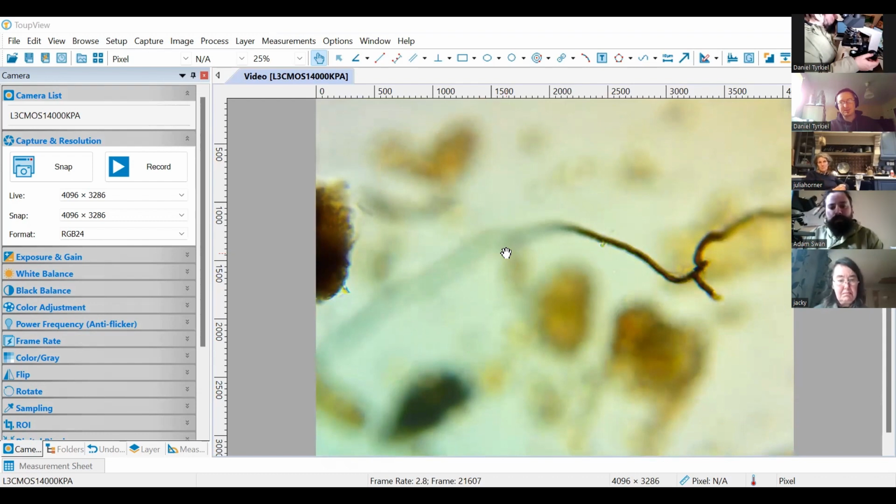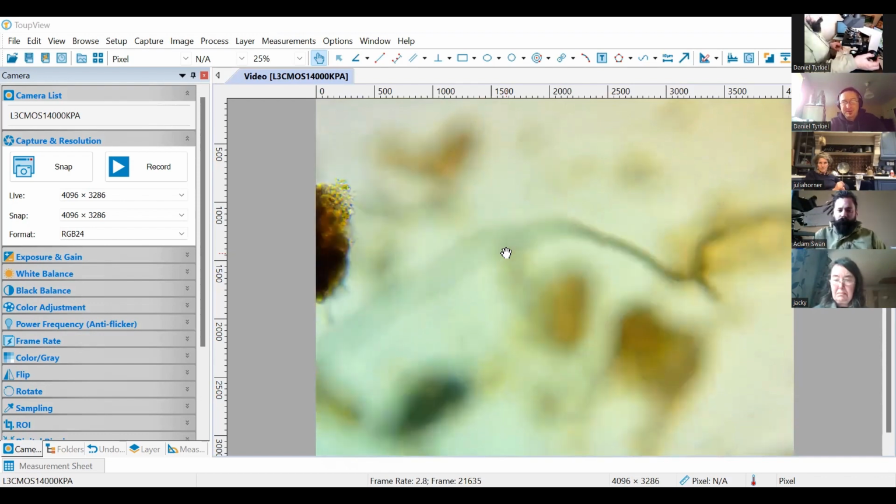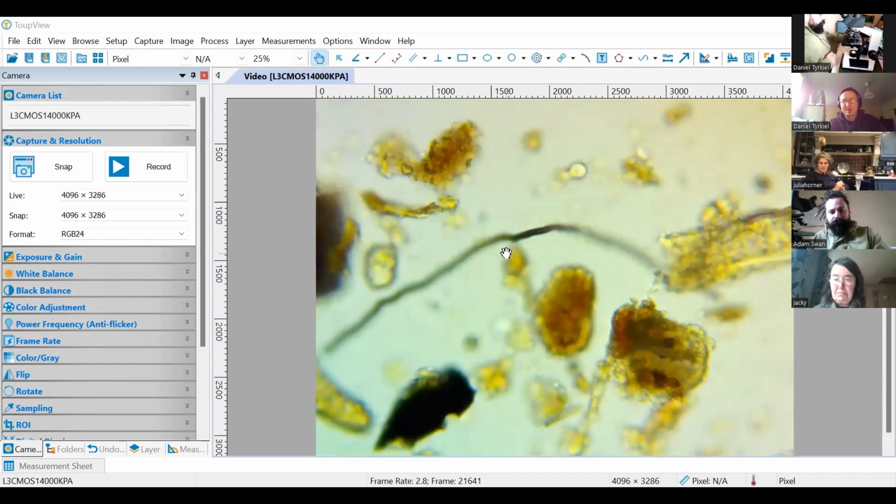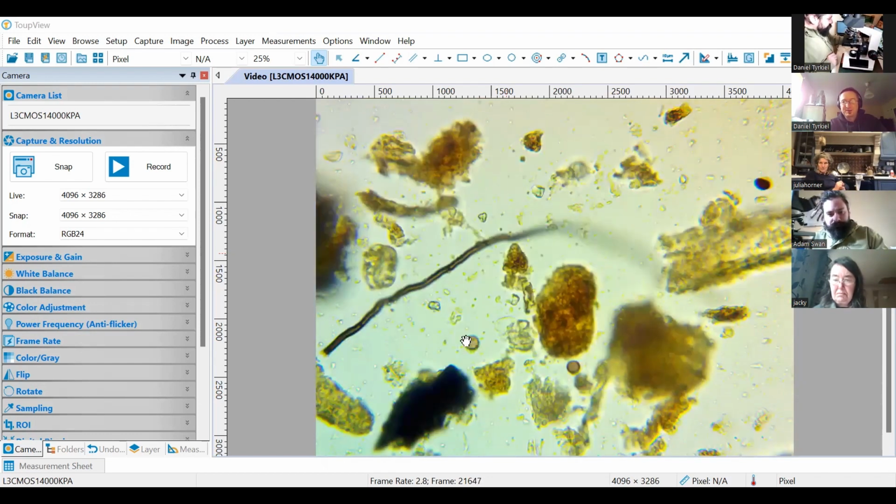The other thing that you can see in this image, Adam, if you change the focus, you can see a couple of spores. Now, we don't count spores unless we're asked to specifically. But we do have spore charts for our students as well.